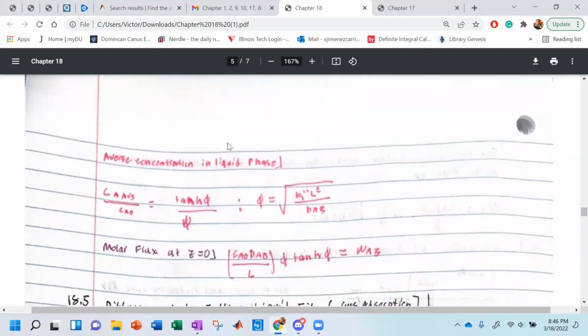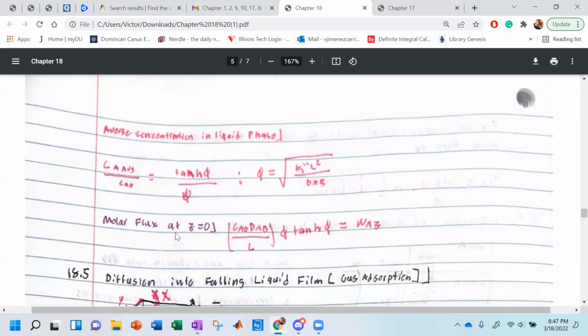Okay. The average concentration in the liquid phase is given by this equation here, which is the average concentration divided by the initial concentration equals hyperbolic tangent of phi divided by phi. This phi isn't momentum. This phi is equal to the square root of k1 times L divided by D_AB. And if they're asking for the molar flux at the beginning of the system, here's the equation, and phi is the same as above.